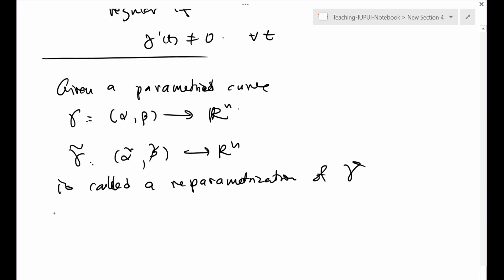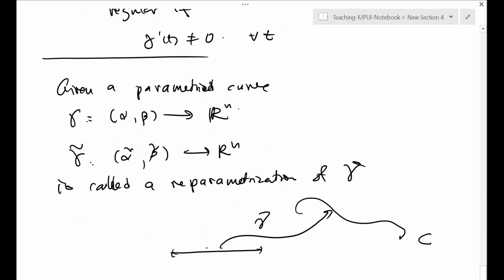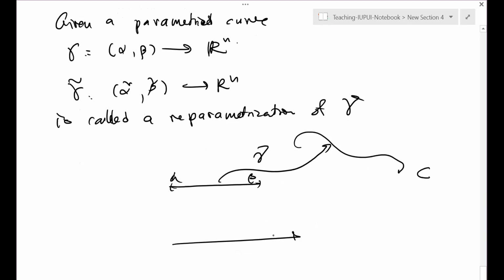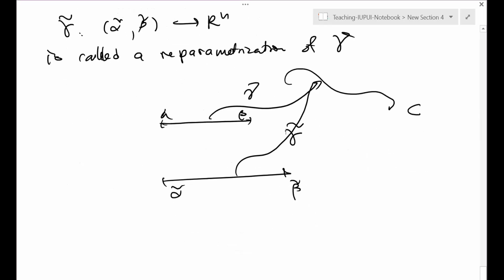Think about the picture, it is very simple. This is C, so this is a gamma already, from alpha and beta. Another parametrization called alpha tilde, beta tilde, this is a gamma tilde. I prefer to draw a picture so it's easy to understand. And then parametrization, so they have to have an image.